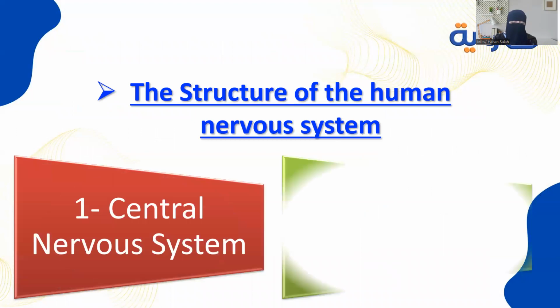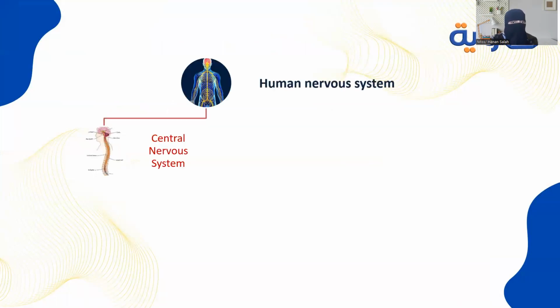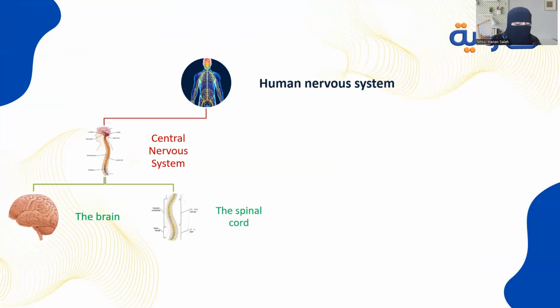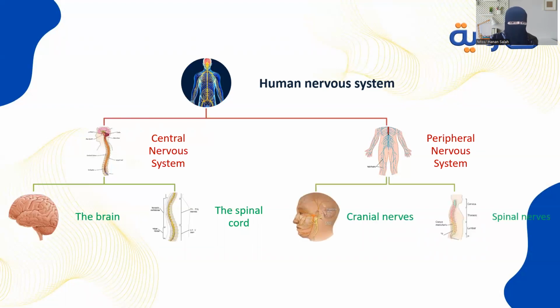Let's see now the structure of the human nervous system. It consists of two main nervous systems. Number one, the central nervous system, and number two, the peripheral nervous system. Let's see the central nervous system. The central nervous system consists of the brain and spinal cord, while the peripheral nervous system consists of the cranial nerves and spinal nerves. Let's take them one by one.